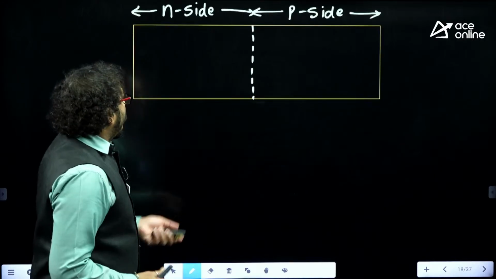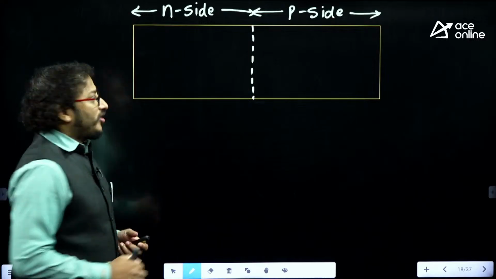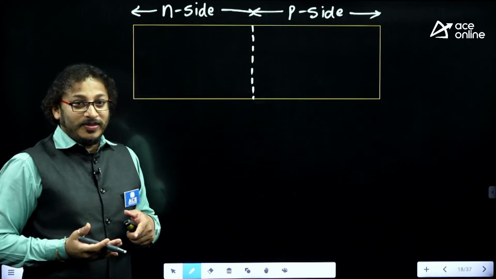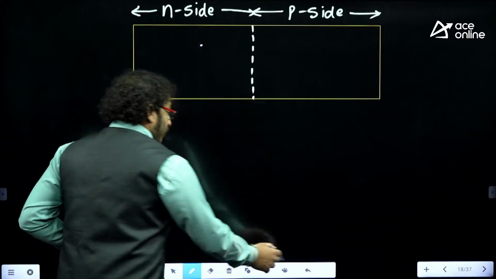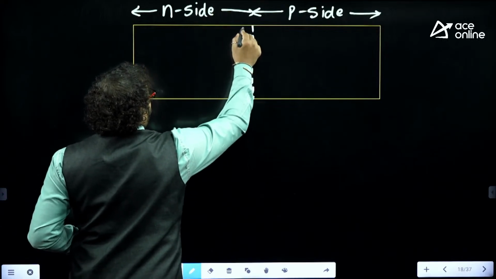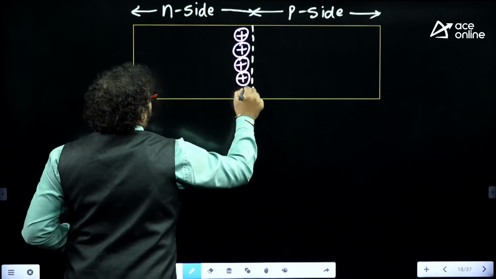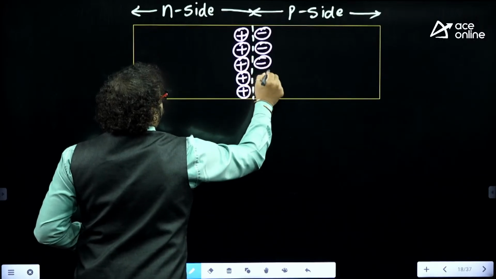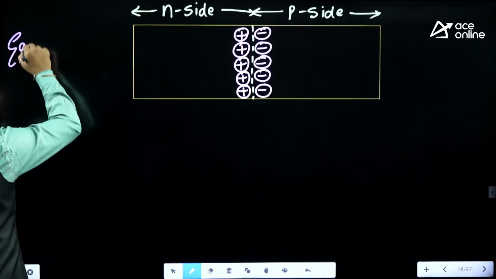Now, in a similar way, let me go with a p-n junction. Just now we have seen the junction between metal and N-type semiconductor. Now I'm going to go with the junction between N-type and P-type semiconductor. In the N-type semiconductor, I hope you know there exist immobile positive ions. The P-type semiconductor has negative ions.